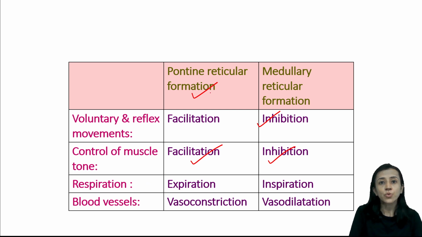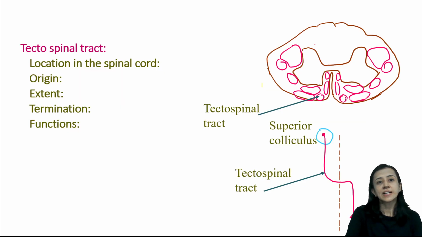For respiration also, the pontine one is concerned with expiration, and the medullary one is concerned with inspiration. And in blood vessels, pontine reticular fibers cause vasoconstriction, and medullary ones cause vasodilatation. Next is the tectospinal tract.